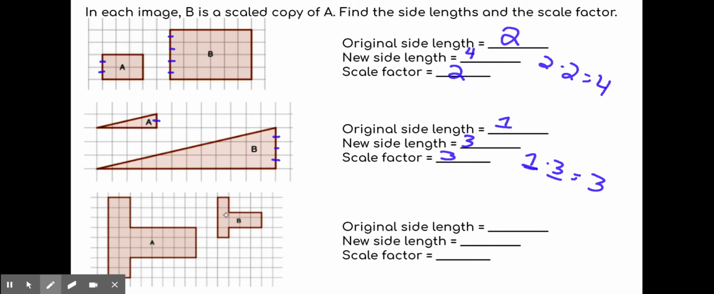So let's look at this figure here. Okay, this one got smaller, right? So my original side length is right here, and I've got length 1, 2, 3, 4, 5, 6, 7, 8 spaces. So my original length is 8. And my new side length, it got smaller, is 1, 2, 3, 4. That's 4. So what happened? How do I get from 8 to 4? Well, 4 is half of 8, right? So my scale factor is a half. So if it gets smaller, it's a fraction. If it gets bigger, it is a whole number.